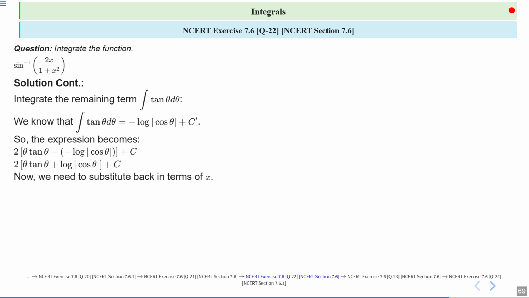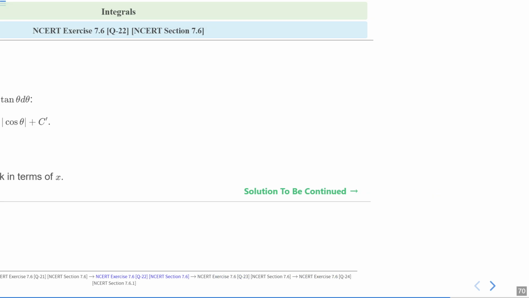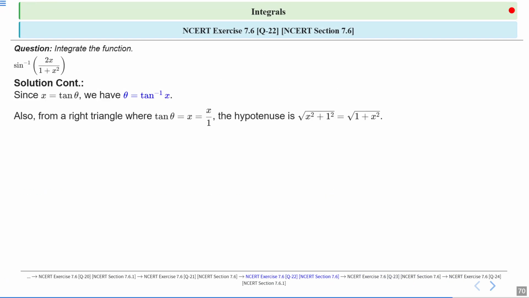So in place of theta, as x is equal to tan theta, by applying the inverse trigonometric function, theta is equal to tan inverse x. So in place of theta, just substitute tan inverse x. And by the right triangle, tan theta is equal to x by 1, that is p by b. So for the hypotenuse, applying the Pythagoras formula, we get h is equal to root under 1 plus x square. So the value of cos theta is b by h, where b is 1 and h is root under 1 plus x square.